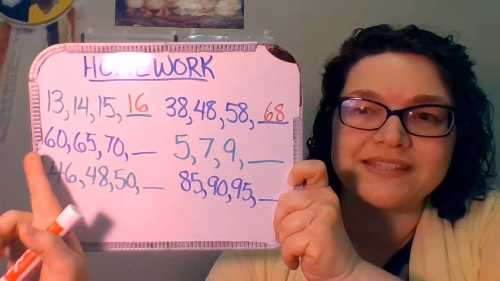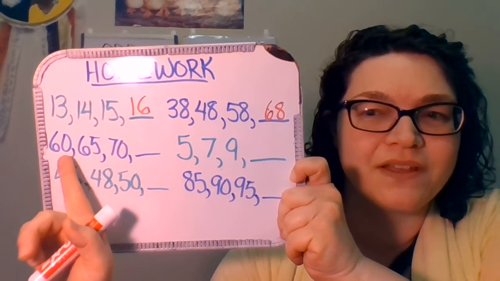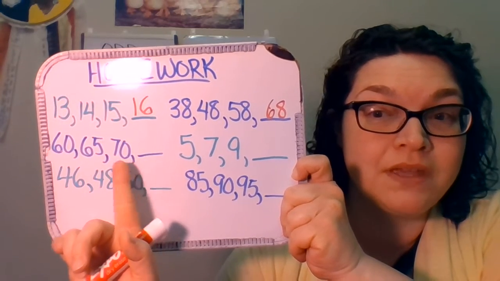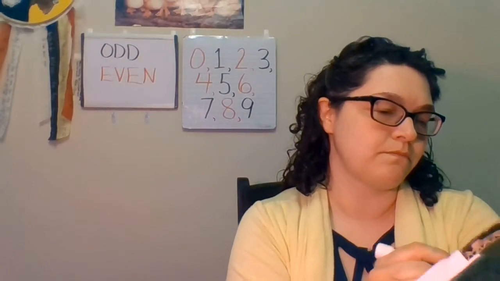So we have 60, 65, 70. If you look carefully, you can see it's going up by fives each time. So next then would be 75.